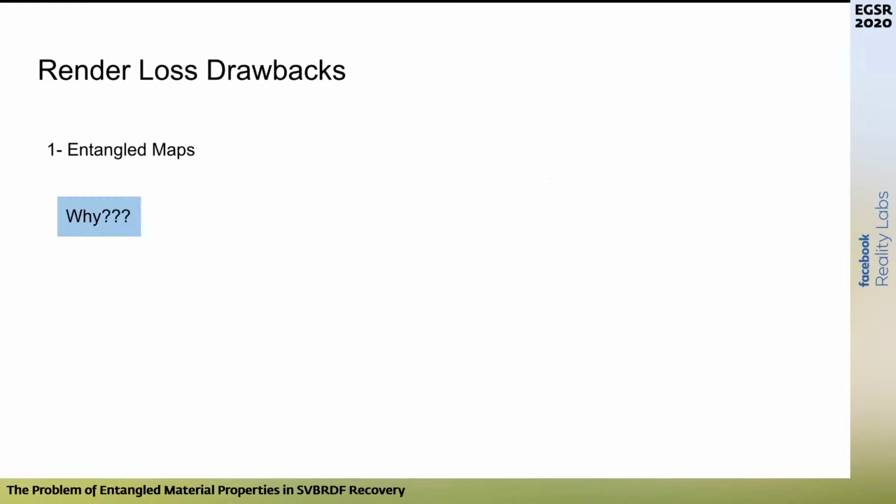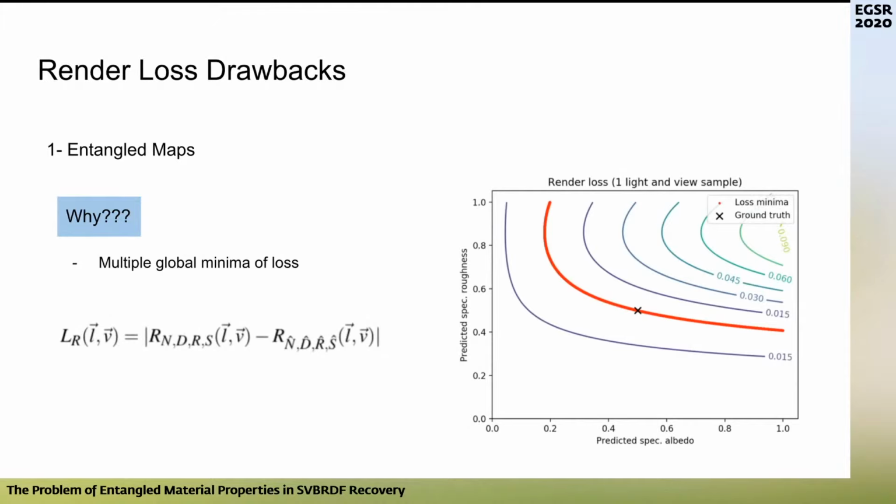One of the reasons for the entangled maps is that the rendering loss under limited light and view directions has multiple global minima. This is because 2 very different combinations of SVBRDF maps can generate the same rendering under limited light and view directions. To demonstrate this experimentally, we draw the contour plot of the rendering loss as a function of the predicted specular albedo and the predicted specular roughness. We set the predicted diffuse albedo and predicted normal map as constants equal to their ground truth values, so that we get a 2D contour plot of the loss.